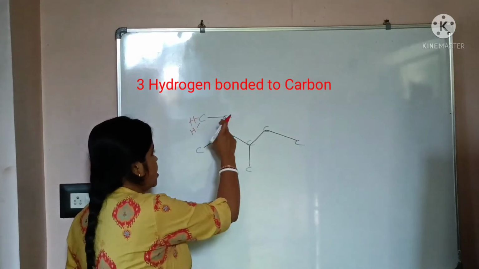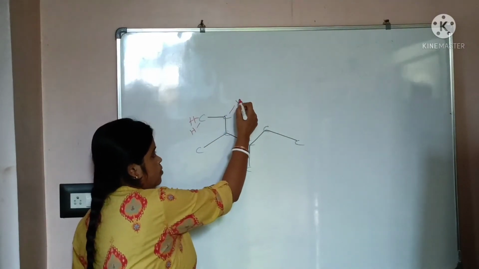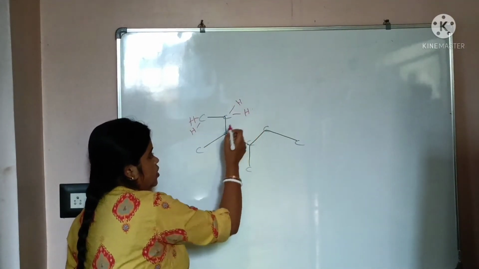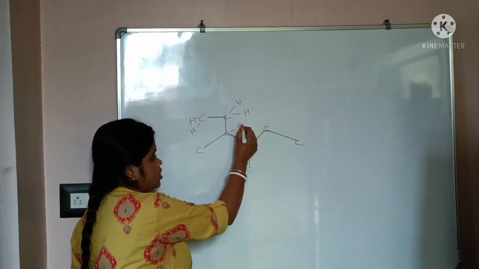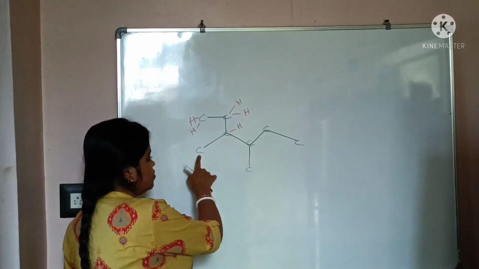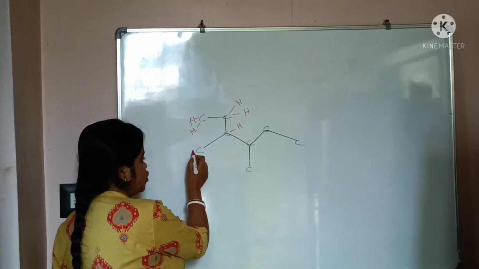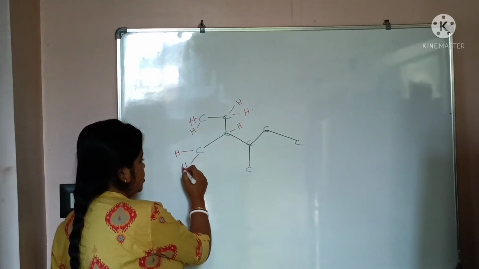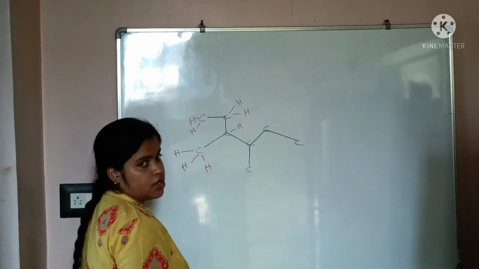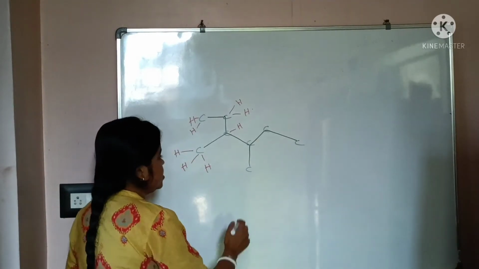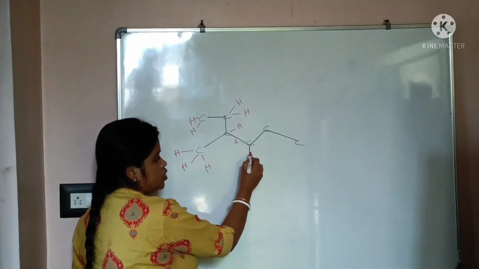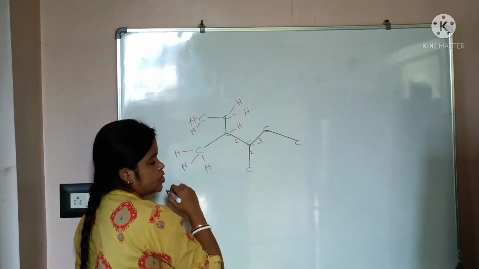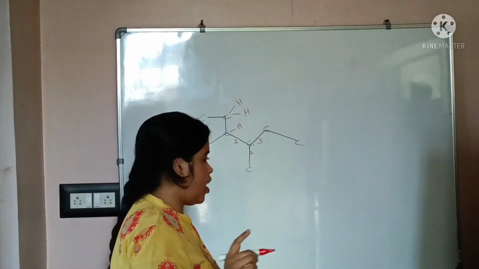Similarly this carbon has 2 hands, so we need to give 2 more hands here. Okay, this carbon you see it has 4 hands, so 1 more hydrogen. Okay, so this carbon has only 1 hand, so we need to give 3 more hands here. And this carbon, how many hands does it have? 1, 2, 3. So how many hands should be there? Only 1.